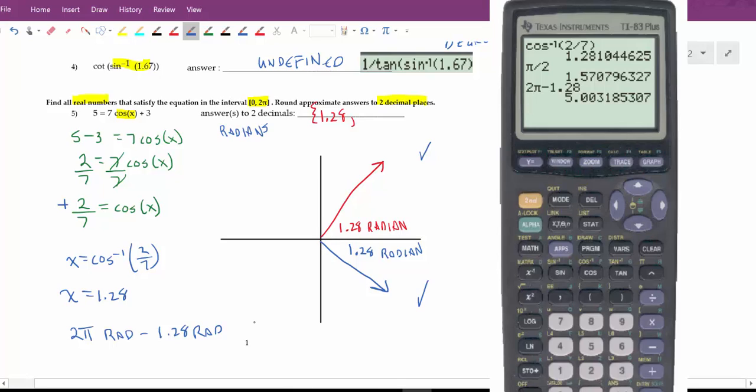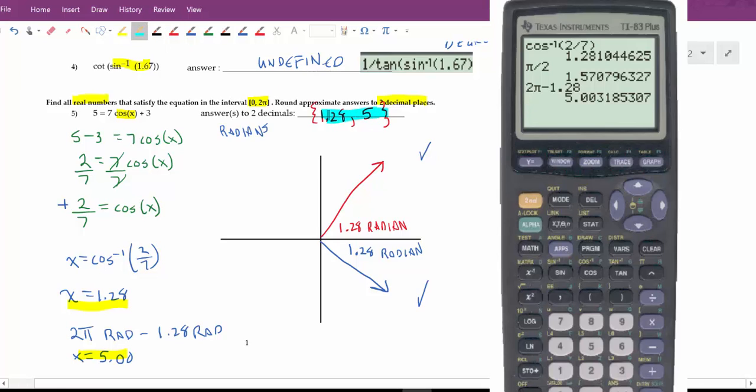So that's going to be x equals, let's just say 5.00. They're supposed to round that to 2 decimal places. So those would be the 2 answers to the problem. And you can just put 5 on there if you want to. So those would be the 2 answers to the problem.